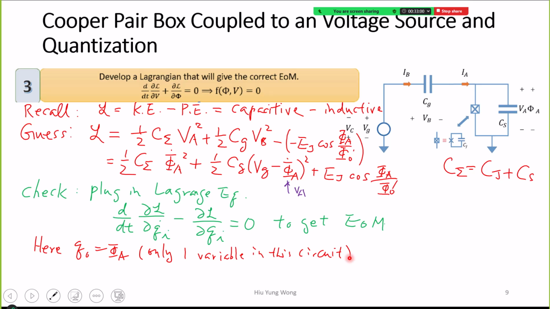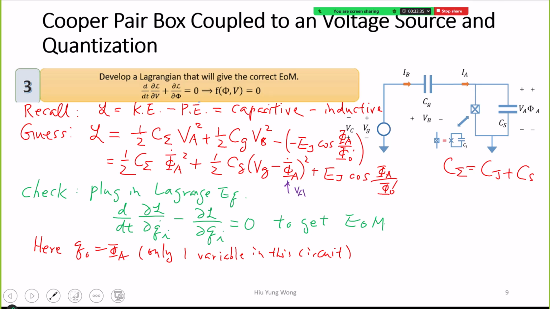Let me repeat one more time. What we are doing is trying to guess the Lagrangian. The best way to guess is based on our experience. We know the Lagrangian is Ke minus Pe, and based on what we learned earlier, it's the capacitive energy minus the inductive energy. We write down the capacitive energy, subtract the inductive energy, substitute all the voltages by the rates of change of flux, and do the necessary elimination and substitution of variables. Then we come up with the Lagrangian.